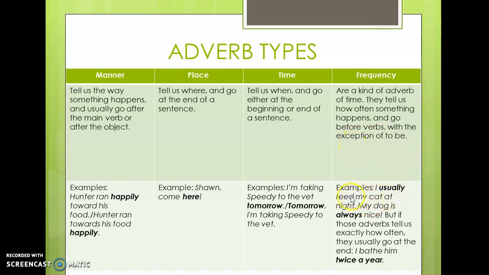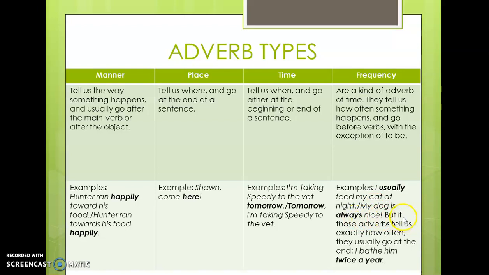Let's check the examples. In this case, it is the main verb, so it's not to be. So you're putting usually right before the main verb. I usually feed my cat at night. And here is another example, but you're using the verb to be. In this case, you're going to put it after. So my dog is always nice.